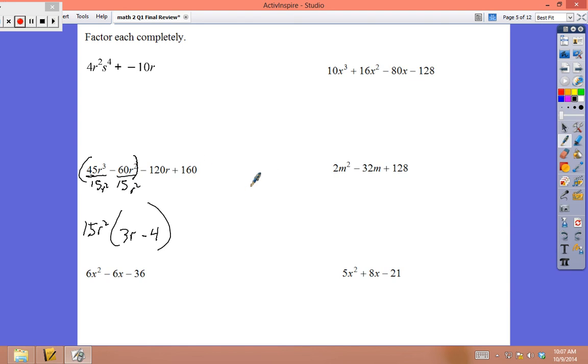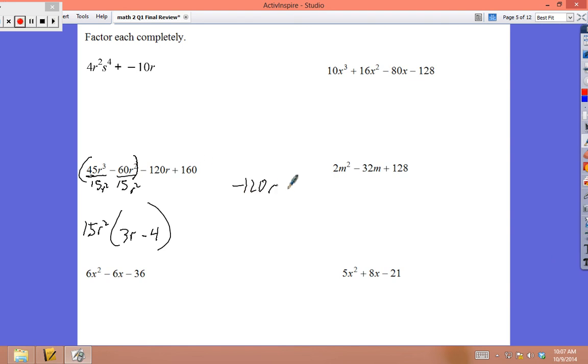Okay, the next group, this negative 120r and the plus 160. Okay, I can divide both of these by 12 and 16. What's the common 12 and 16? Divide them both by 4. So it's going to be 40. Divide both of them by 40. So it's going to be 40 times a minus 3r plus 4.